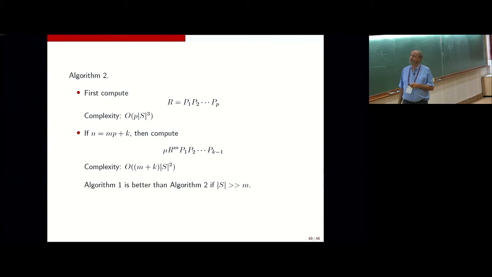In particular, algorithm one is better than algorithm two if the number of states is significantly larger than the length of the period. Of course, in many applications, the length of the period is actually going to be quite big. Imagine that we are looking at a call center. The right way to model the dynamics in the call center is to think about things in continuous time. We really have an underlying Markov jump process.